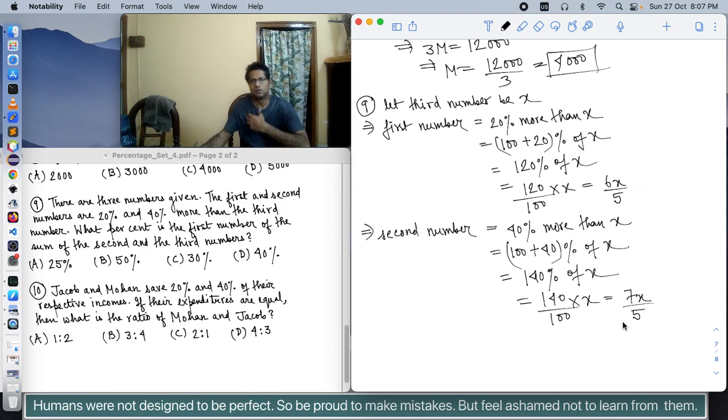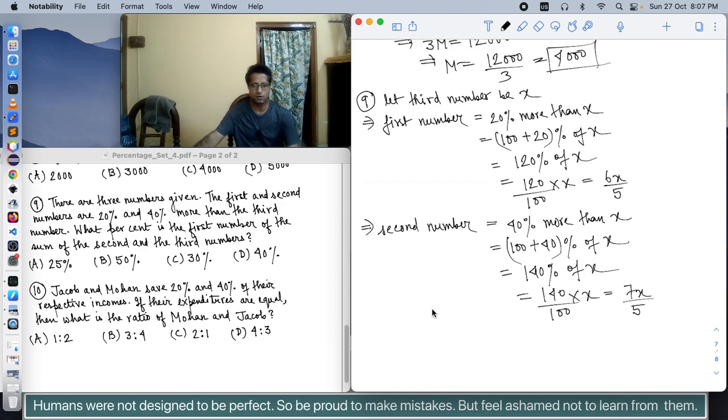Okay. So the third number is x as per our assumption. The first number is 6x by 5 and the second number is 7x by 5. Now what is given is: what percentage is the first number of the sum of the second and third numbers. So it is asking to find the percentage of the first number based on the sum of the second and third number.